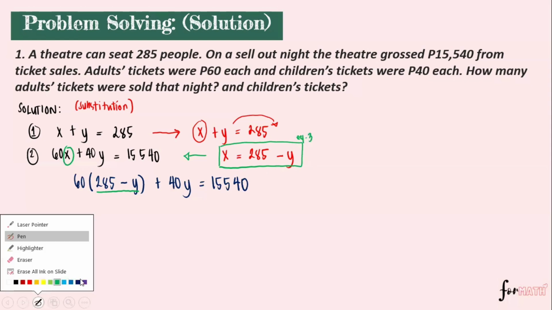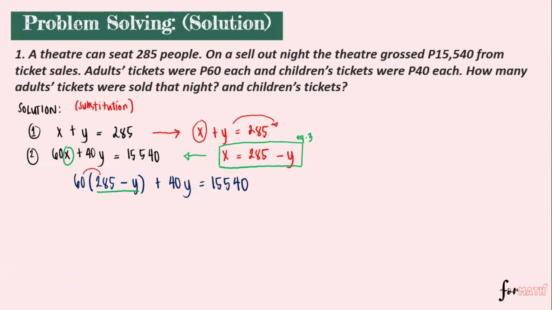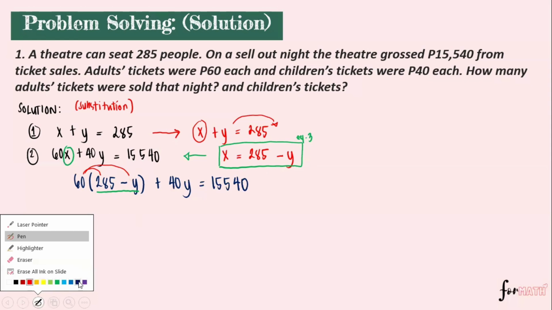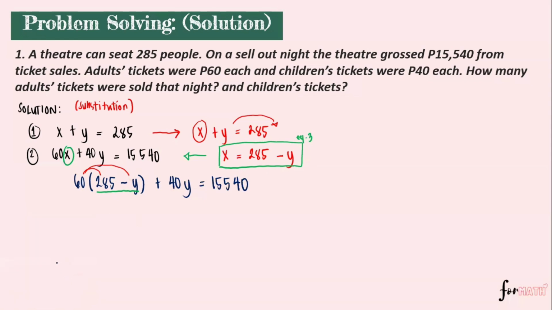So since we have parentheses, we have to distribute 60 here and this one. Okay, so multiply lang natin yan. So we have 60 times 285. So you can use your calculator to get the answer. So the answer is 17,100.